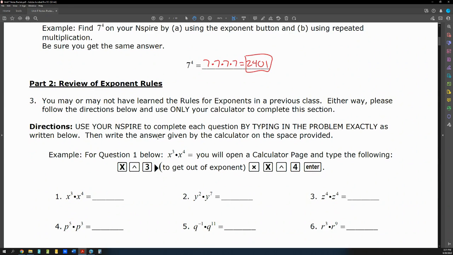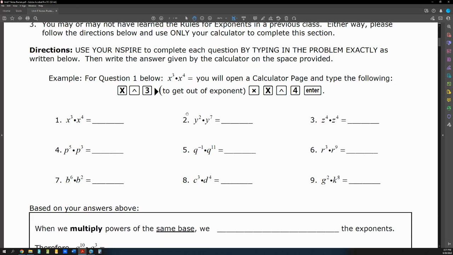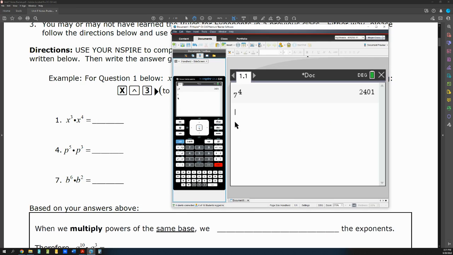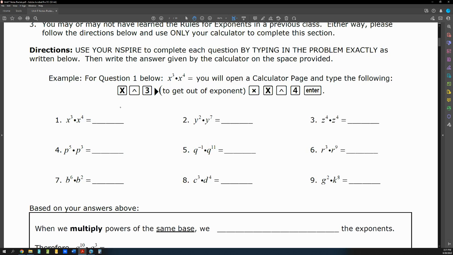You may or may not have learned these rules already in a previous class, but either way, go ahead and follow the directions below and only use the calculator to complete these following problems. So for example, for the first question, we have x to the 3rd times x to the 4th. You can go ahead and plug that into your Inspire by hitting x, the little exponent button, 3. Use your arrow key to get out of the exponent. Then hit times, and then we're going to do x to the 4th. So x, exponent, 4. We're going to hit enter, and that's going to simplify the expression to x to the 7th. So let's go back and go ahead and fill that in.